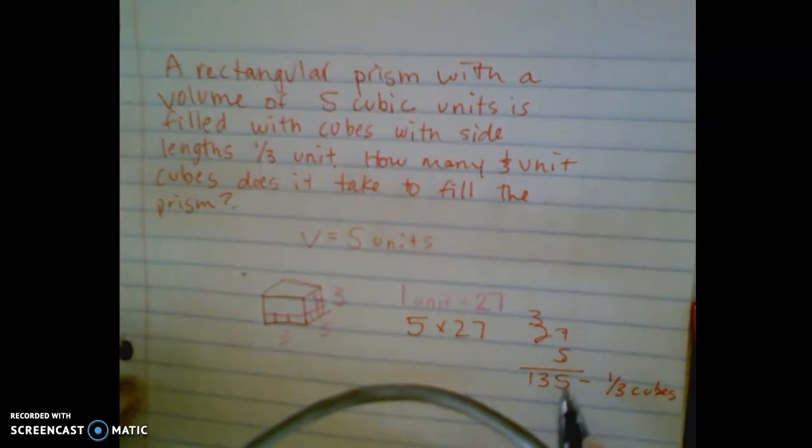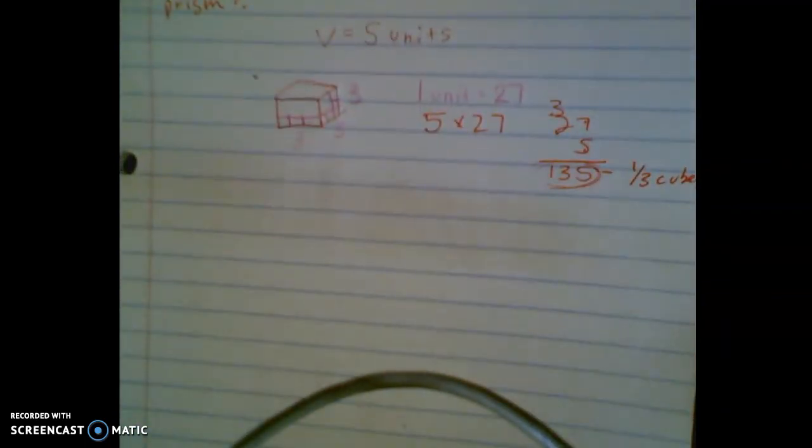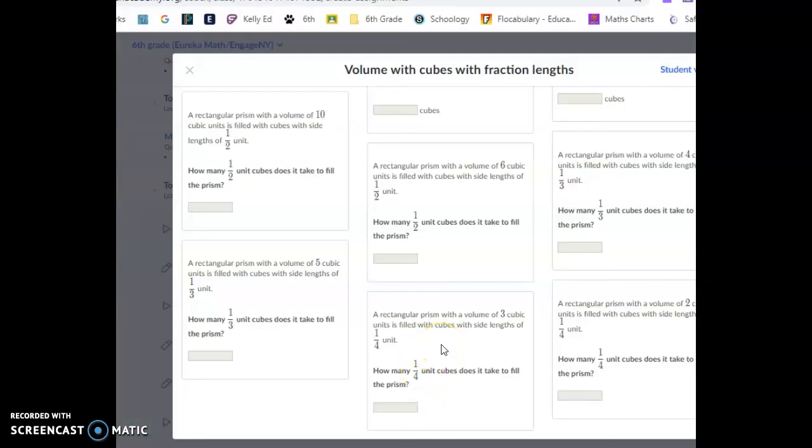Again, that makes sense that it would take tons of those cubes to fill in there, because if you have 5 of these, a 1/3 cube is teeny tiny to fit in there. Okay, let me give you another one. Let's see, let's go back to here. Let's do this one, and after you get it, push pause and try to solve it yourself, and then come back to see if you're right.